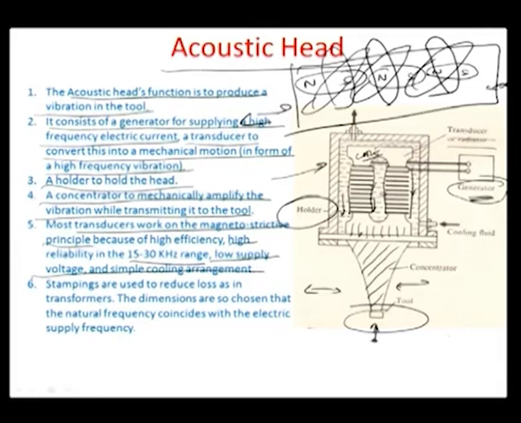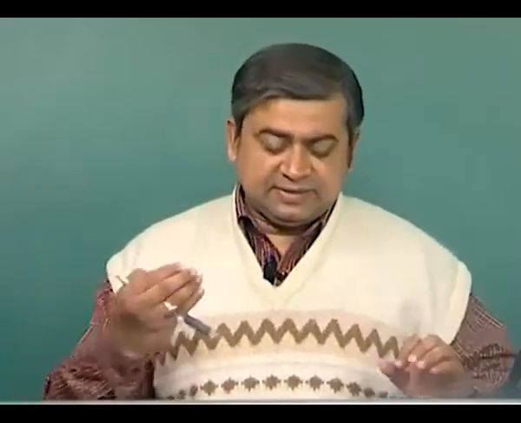And further losses can be reduced by stampings, just as you use in transformers, where there is some adhesive bonded between the various stampings, so that eddy currents may not be produced in the bulk. It may be limited to these stampings as such, okay.